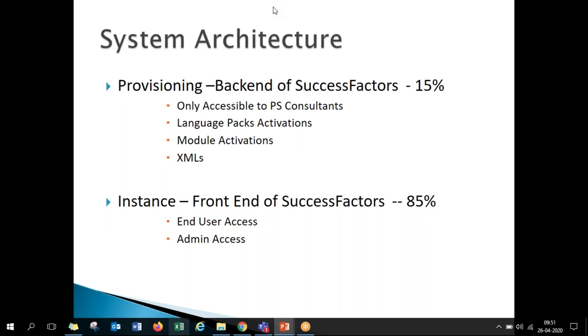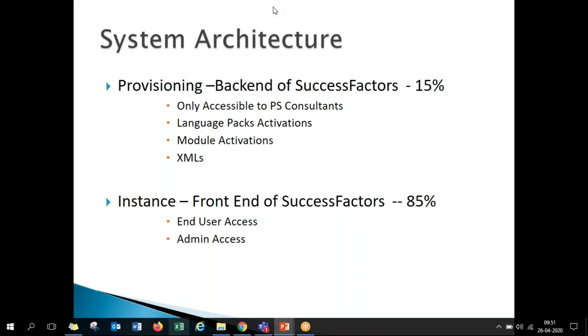The first one is called the provisioning system, which is called the backend of SuccessFactors, a place where only the certified SuccessFactors consultants will have access. Only certified SuccessFactors consultants can access the provisioning system. And here is the place where a maximum of 15% of the project activities will be done. The rest, 85%, will happen on the other system called the instance, which is called a front-end system.